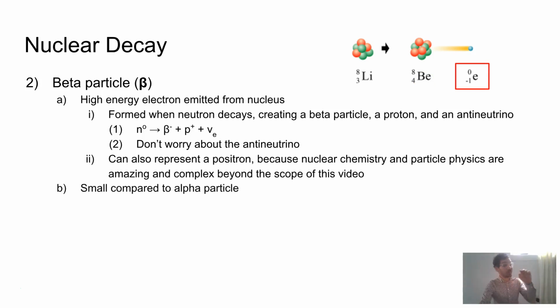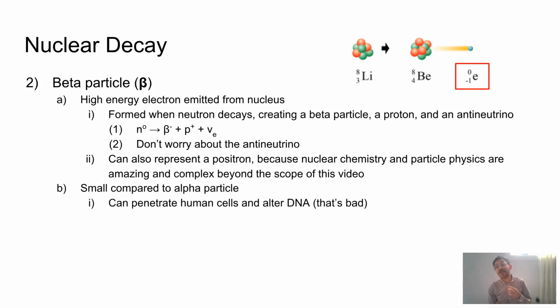So the beta particle is really small by comparison to that alpha particle. It's an electron compared to those other subatomic particles. And as you may recall, the electrons are very, very small by comparison. So it can penetrate into human cells, and if it does so, it has enough energy to smack into your DNA and potentially alter it, and that's bad.